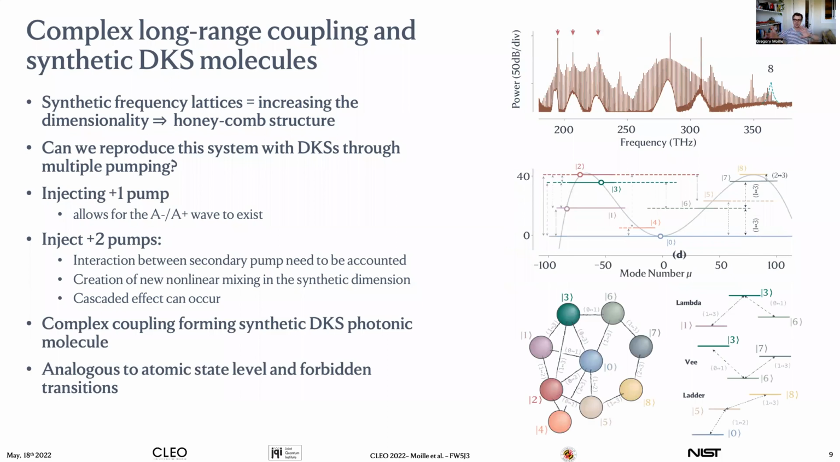But if you start plotting this coupling in a better way, in a vertex and graph way, you can really see that you have created a synthetic DKS photonic molecule where different couplings are allowed or not. And because you have forbidden couplings, you can have analogies with atomic states.